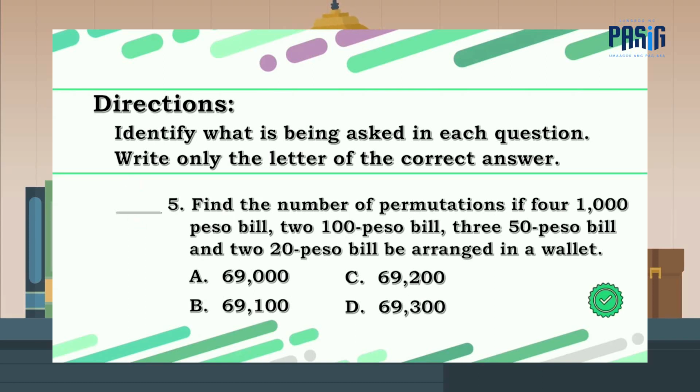And for number five, find the number of permutations if 4 1,000 peso bills, 2 100 peso bills, 3 50 peso bills, and 2 20 peso bills be arranged in a wallet. Is it A, B, C, or D? The correct answer is letter D.